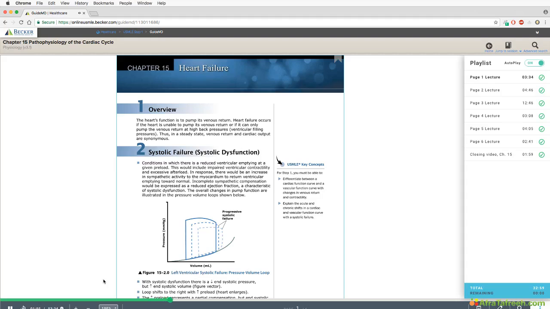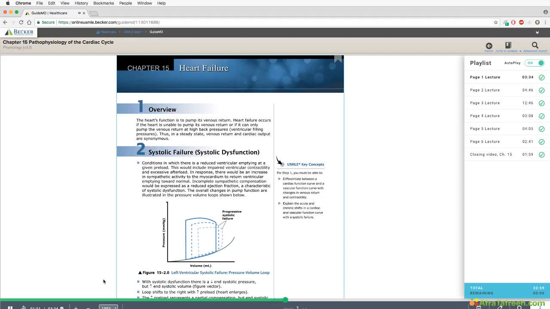Now, if you have a problem with contractility, in response there will be an increase in sympathetic activity of the myocardium to return performance towards normal. If you have incomplete sympathetic compensation, this would be expressed as a reduced ejection fraction, and a reduced ejection fraction is a characteristic of systolic dysfunction. Just to repeat that: if there is a systolic dysfunction, in general, it's a problem with contractility, and there will be a reduced ejection fraction. Now, what are you going to expect to see in terms of the pressure volume loop?